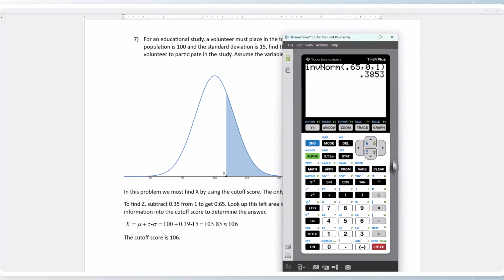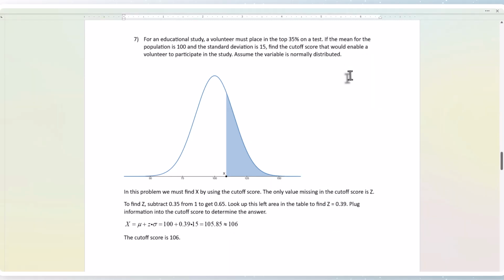Once we have the z-value, we can then calculate the cutoff score. So the mean is 100, plus the z-value, 0.39, times the standard deviation, 15. That gives us a value of 105.85, which we can round to 106. So the cutoff score is 106.